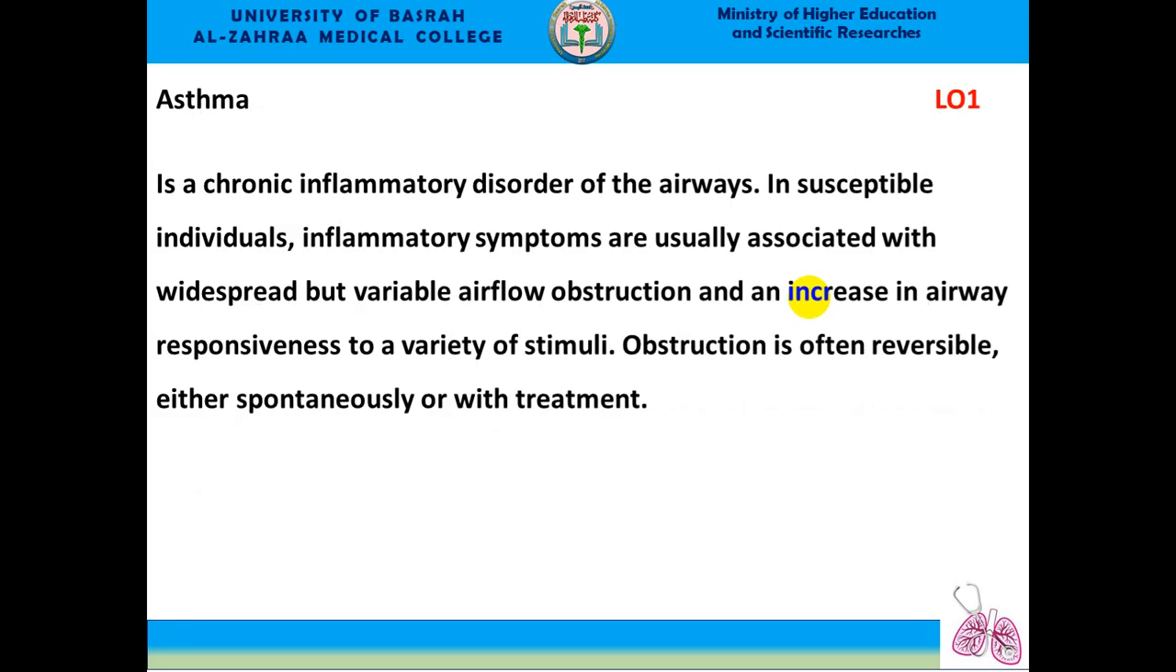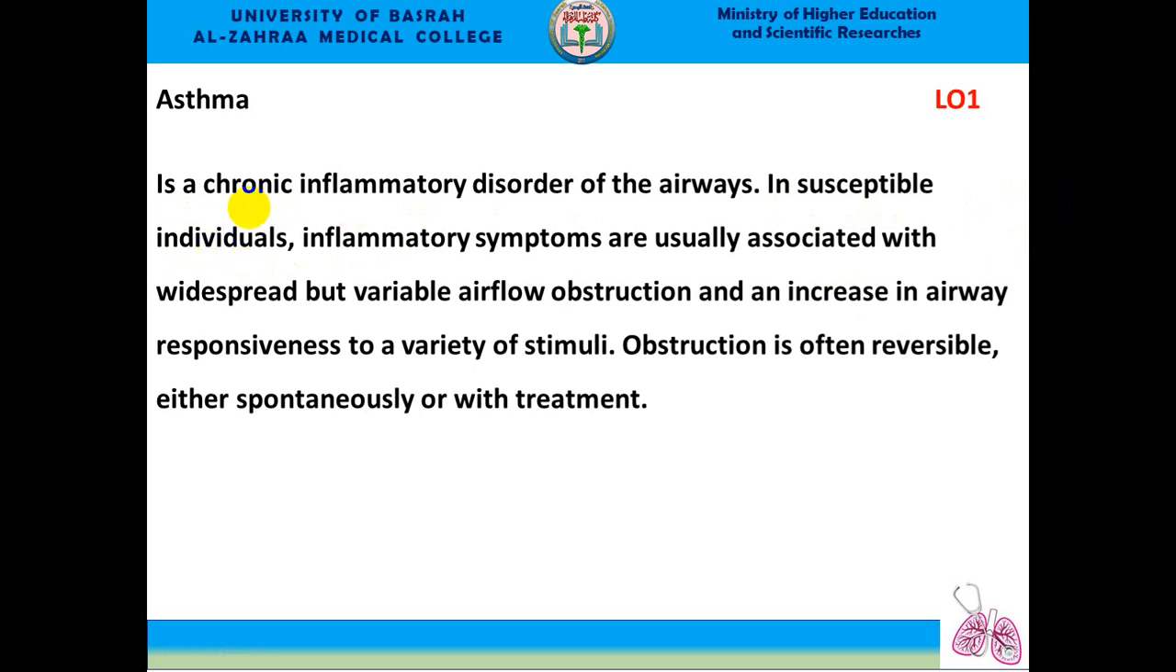So asthma is defined as a chronic inflammatory disorder of the airways. So it is a chronic disease. In susceptible individuals, the inflammatory symptoms are usually associated with widespread but variable airflow obstruction and an increase in airway responsiveness to a variety of stimuli. So it is very important to notice that it is in susceptible individuals, not in each human being, that there will be bronchial asthma.